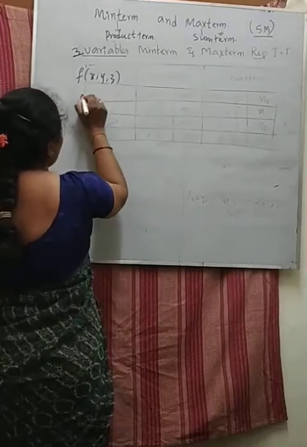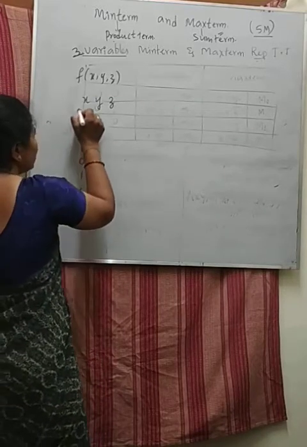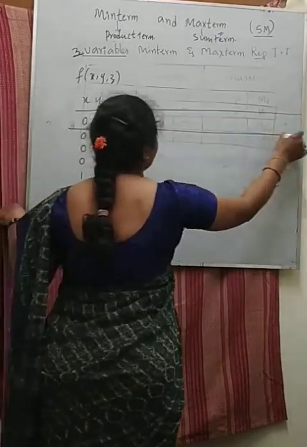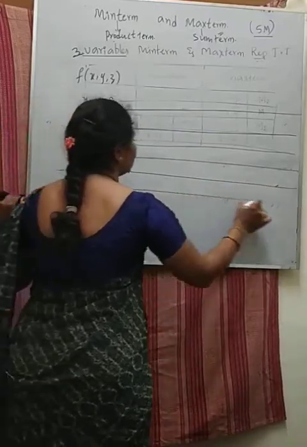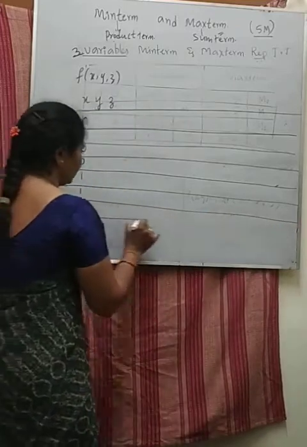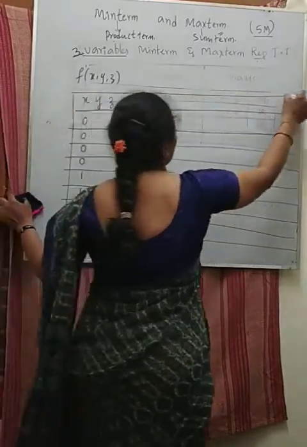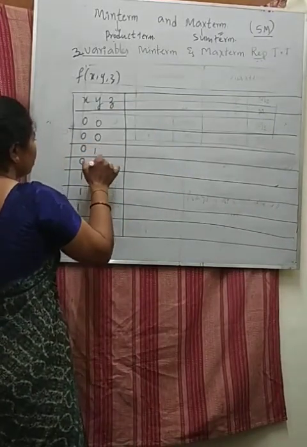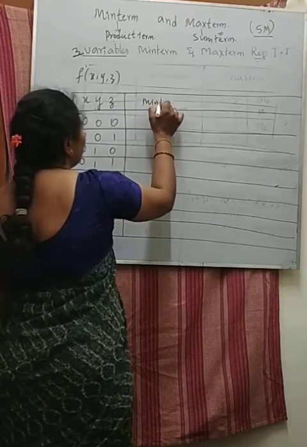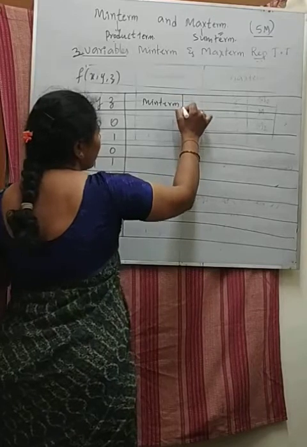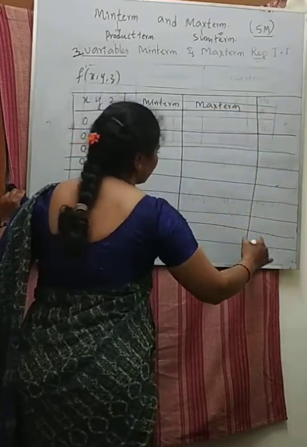If it is xyz, how many inputs will you get? Three inputs, which means eight input possibilities. Four zeros, four ones. Then in the y term, two zeros, two ones. Then two zeros, two ones: 0 1, 0 1, 0 1, 0 1. First, we'll write the minterm with its notation, then the maxterm with its notation. We'll try.